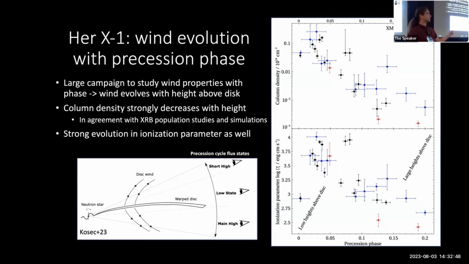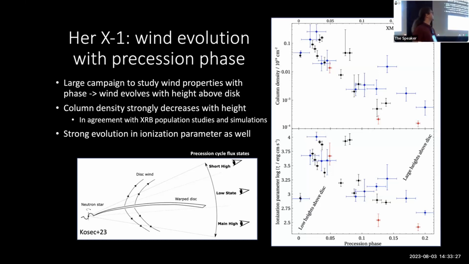Basically, at low precession phases, this is right after the warp disk has uncovered our line of sight towards the neutron star. So we're sampling low heights above the disk. We see high column densities of the outflow, reaching 10 to 23 or more per centimeter square. But as we're progressively sampling this outflow at greater precession phases, that means at greater heights above the disk, the column density significantly drops by 3 orders of magnitude, down to just a few times 10 to 20 per centimeter square.